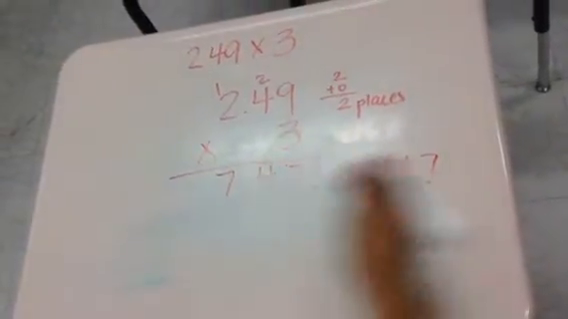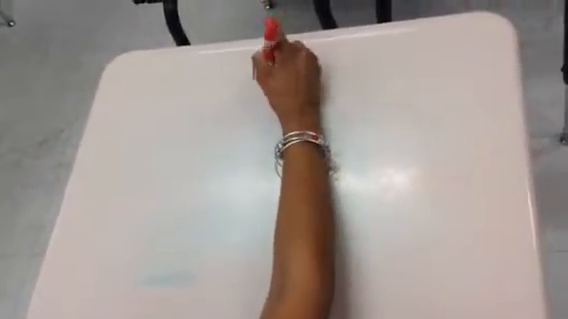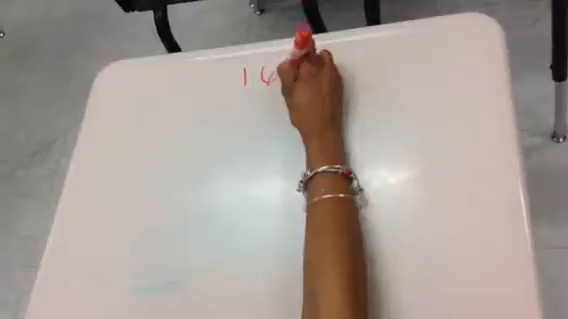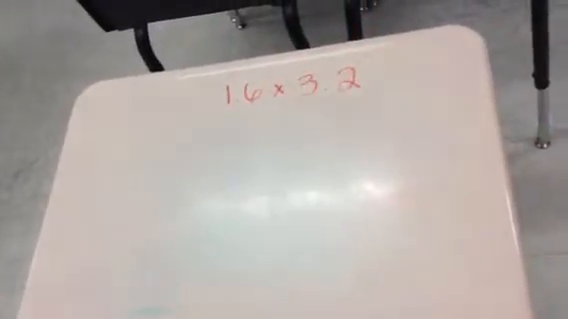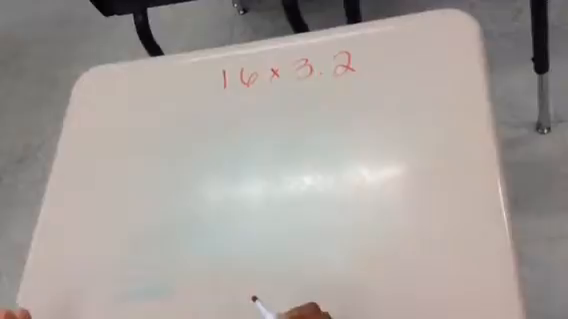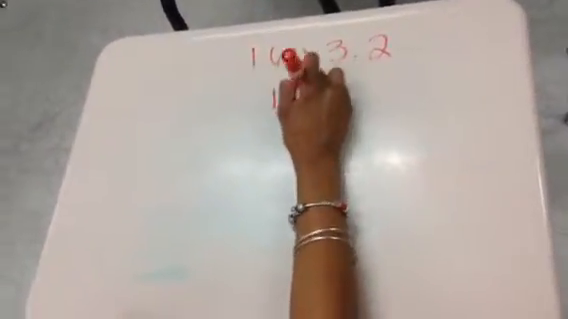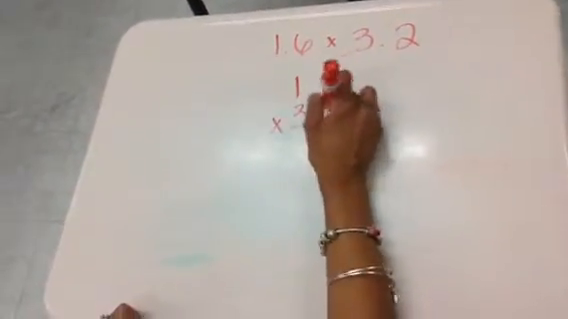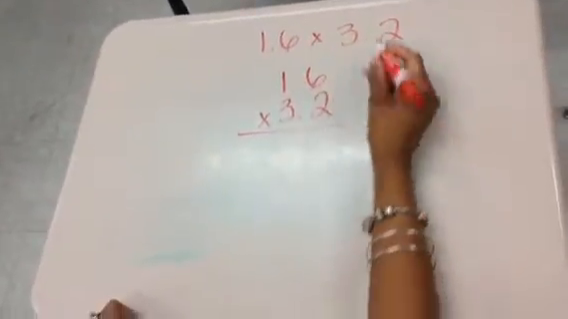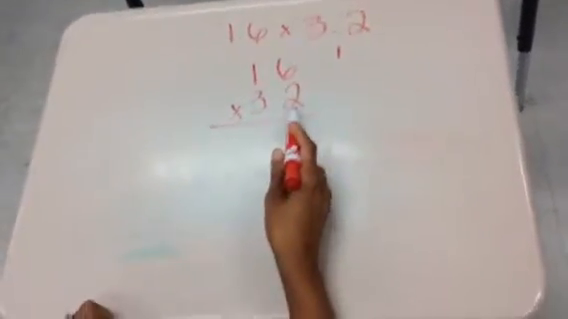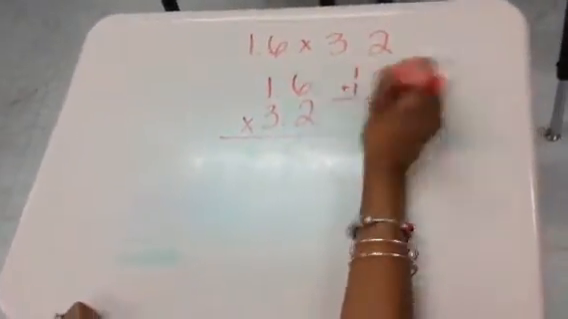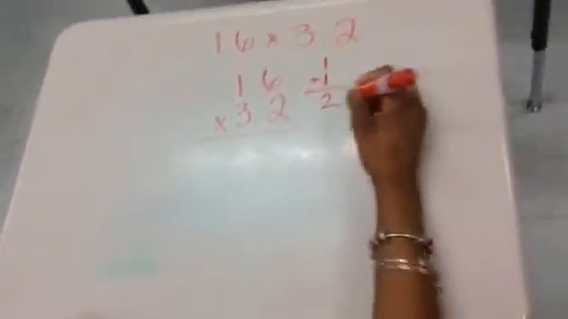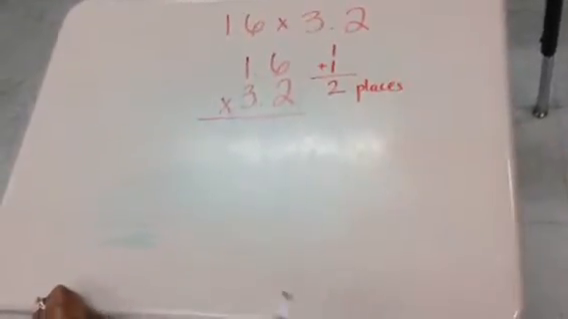Let's try another one. This time, I'm going to add a couple more places. Let's try 1 and 6/10 times 3 and 2/10. Same thing. Remember, we're going to count our decimal places before we multiply. So here's my decimal. I have 1 place there. Here's my decimal. I have 1 place there. 1 plus 1 is 2. So I'm going to move 2 places.